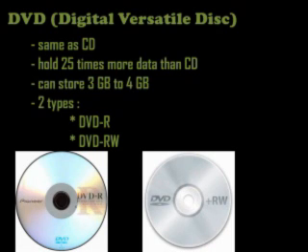Next optical disc is DVD. DVD stands for Digital Versatile Disc. It can hold 25 times more data than the CD. That is 3 GB to 4 GB of data the DVD can store. DVD also has two types, DVD-R and DVD-RW. Same as the CD. CD also has two types, CDR and CDRW.